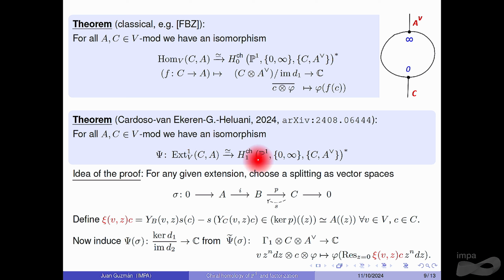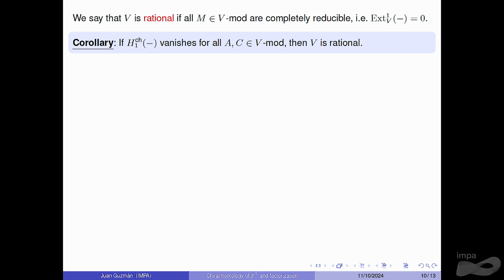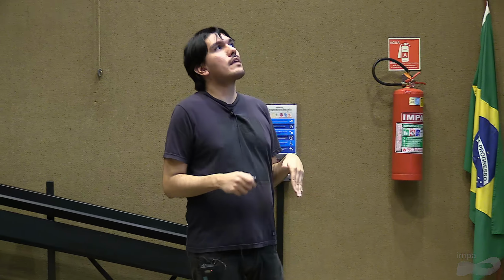So now we can say that if all of the H1s are 0, then all of the extensions are going to be 0, and the vertex algebra is going to be rational. So we get this first corollary of our result. This result we got in February, more or less, and then we took some months to write it down and publish it on the archive. But it's been done since the start of the year.